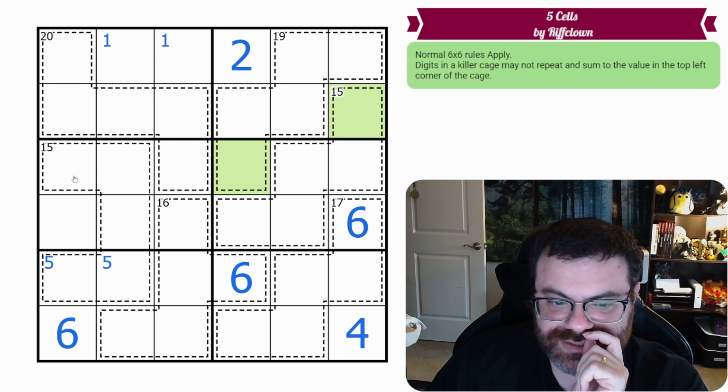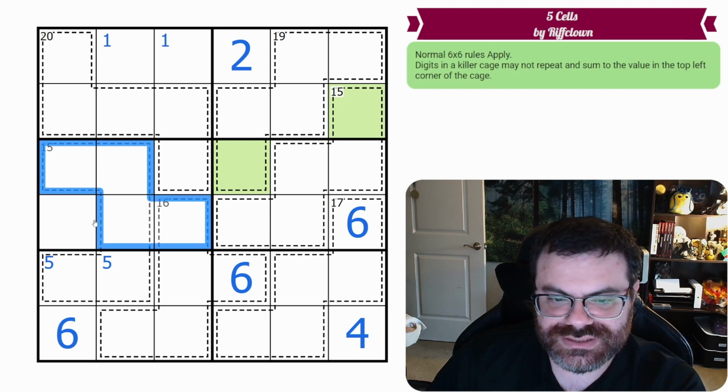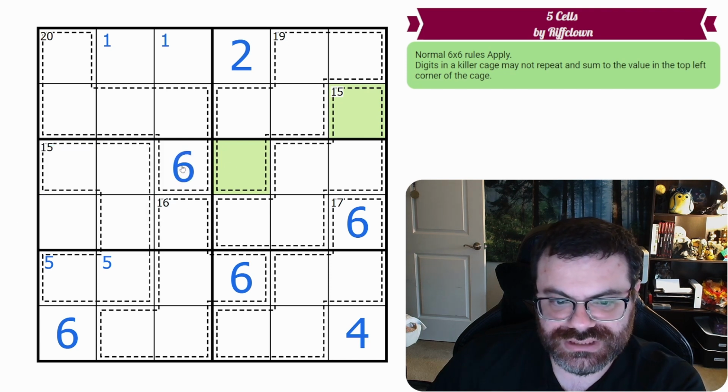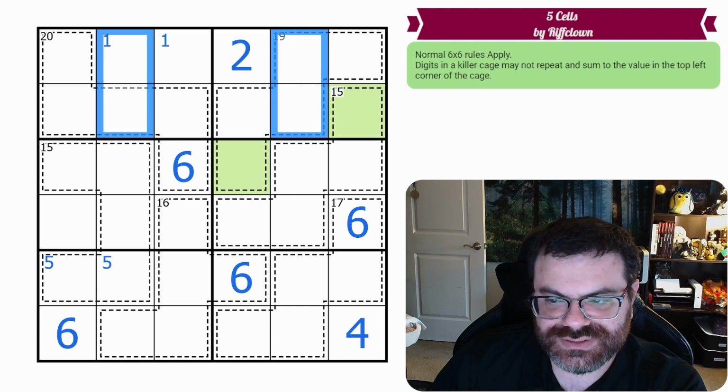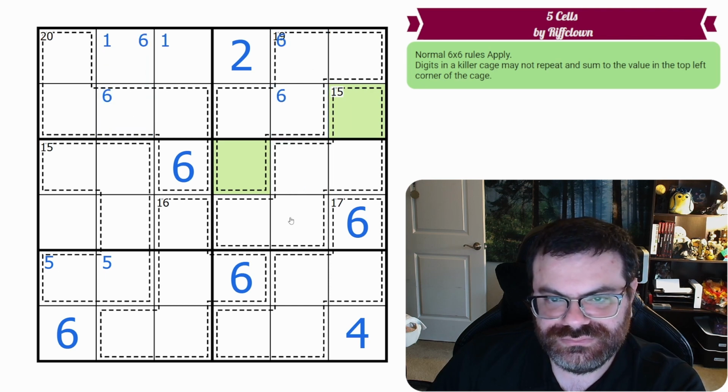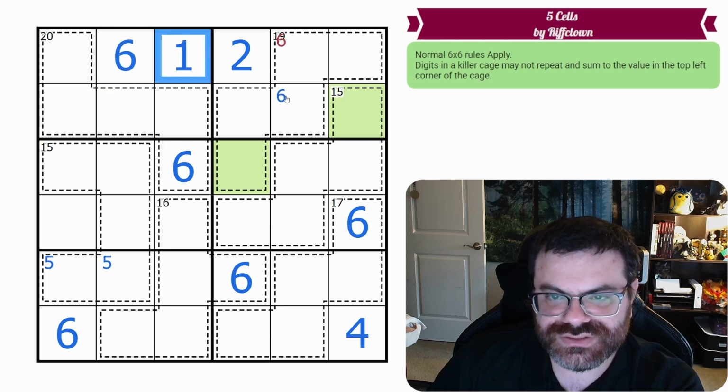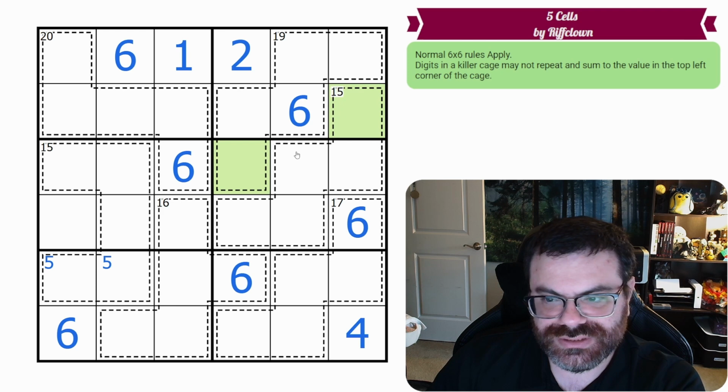Okay, so I need a 6. This can't be 6, and this 6 sees left, so this is a 6 for the box. And then we're left with these 6s. But 6 can't repeat in the cage, so this is a 6, this is a 1, that's a 6. Nice.